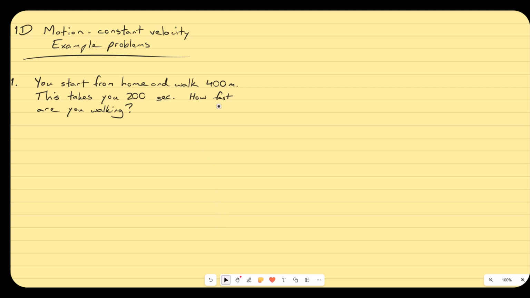We are looking for how fast are you walking. So right here, how fast? There's our actual question. We want that speed. We are starting from home and we can pick anywhere we want to be our x equals 0. So we start from home. I will say x initial equals 0. We walk 400 meters. X final is going to be 400 meters. And it takes 200 seconds to do this. That sounds like a time duration.